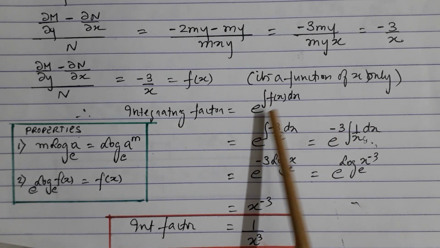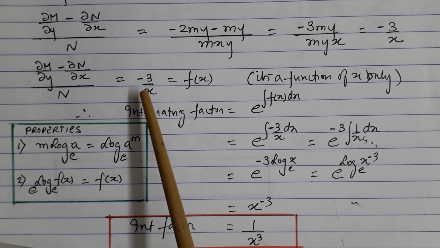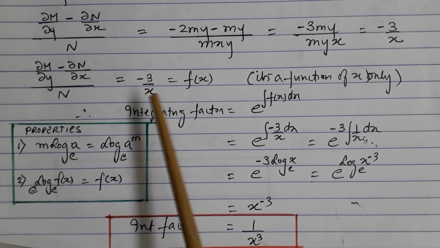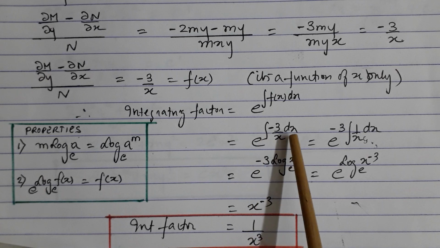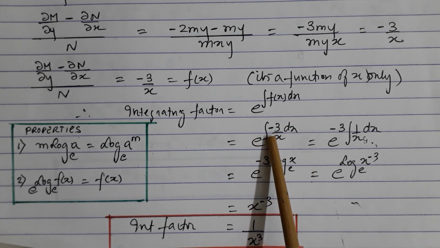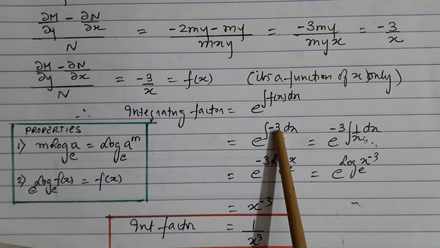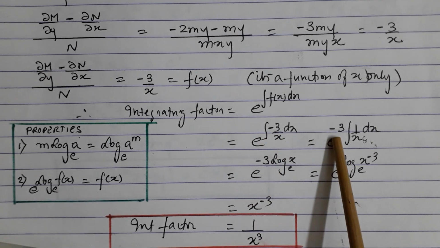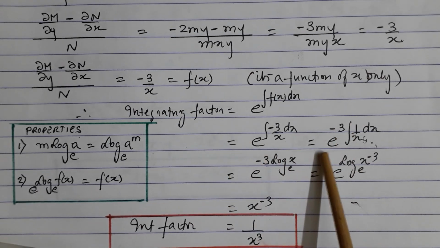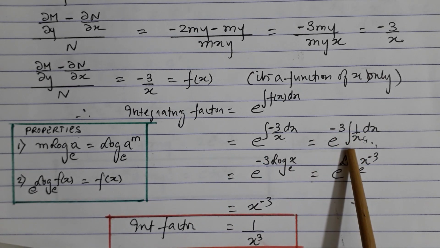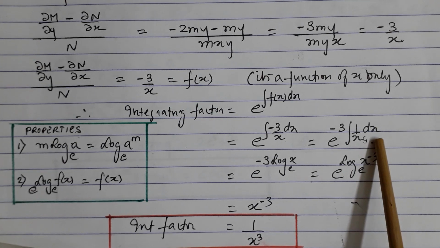So let us now substitute f of x equals minus 3 by x. So the integrating factor would be e raised to integral minus 3 by x dx. Now since 3 is a constant, we can pull minus 3 outside the integral sign. So the integrating factor is equal to e raised to minus 3 integral 1 upon x dx.